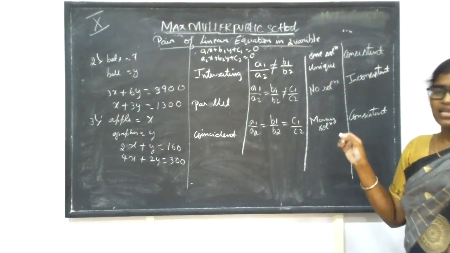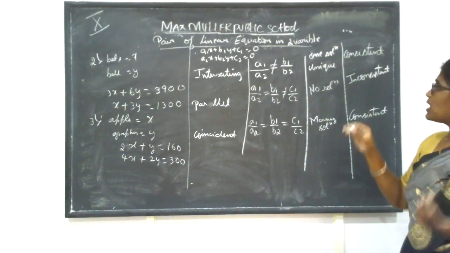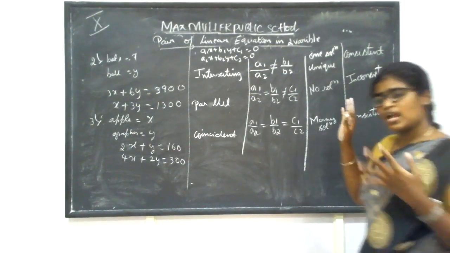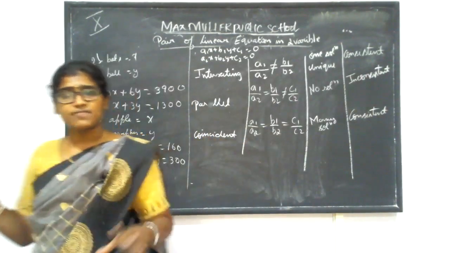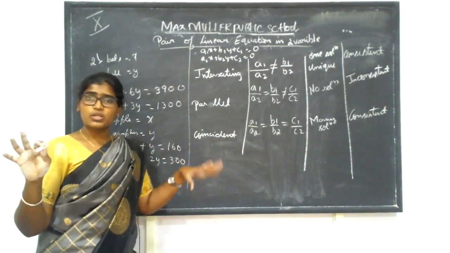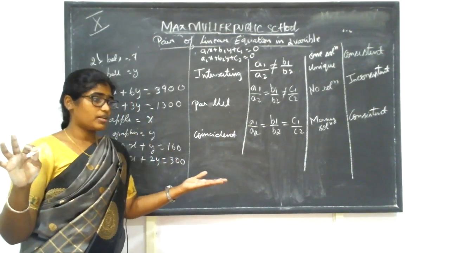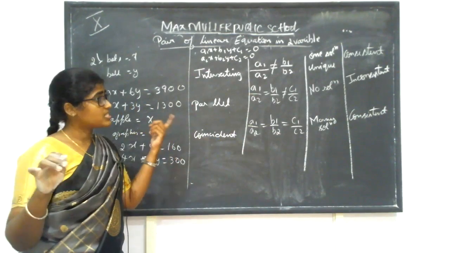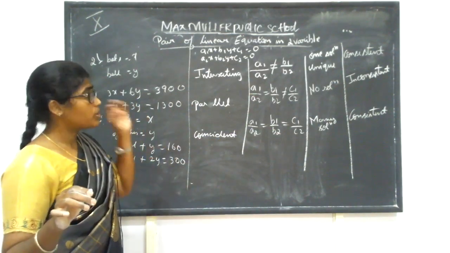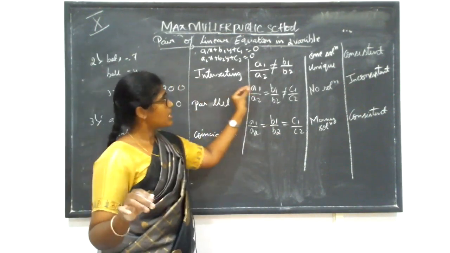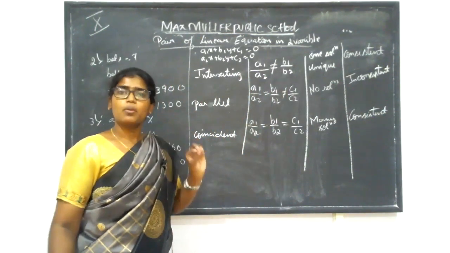Clear? It is consistent again. Clear? This table is very important. They'll ask you in the MCQ, they'll ask you in the 2-mark question: how, justify, draw. They'll also ask in the 4-mark question: draw the given graph and justify whether it is consistent or inconsistent.